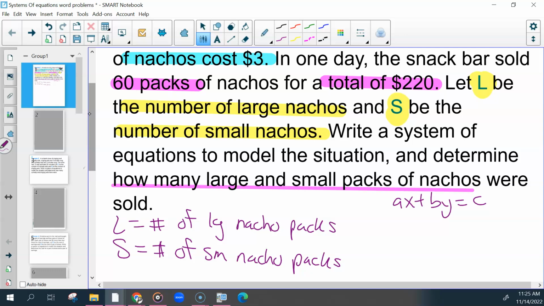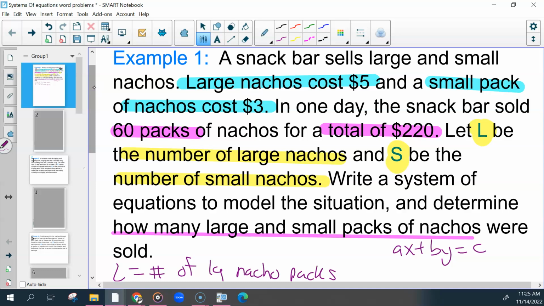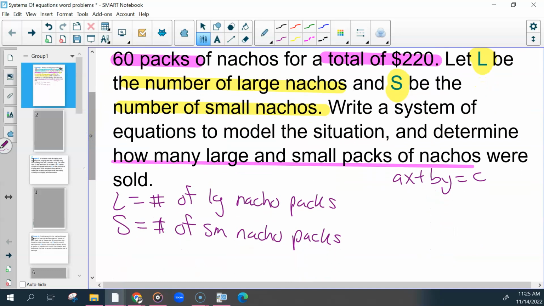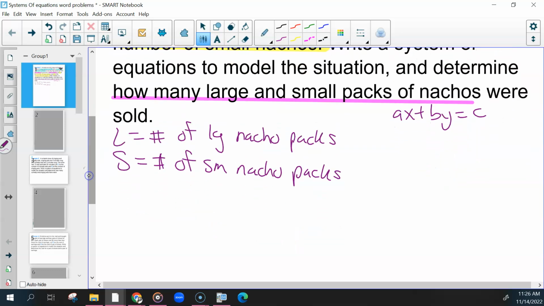Back when we did problems like this, I said for your A and your B, those are usually the numbers given. So here we were given 3 and 5. Those are going to go with L and S. How would we write that, using that format, using the numbers, using the variables we have? How do you think we would write that? Marilyn? 5L plus 3S = 220.